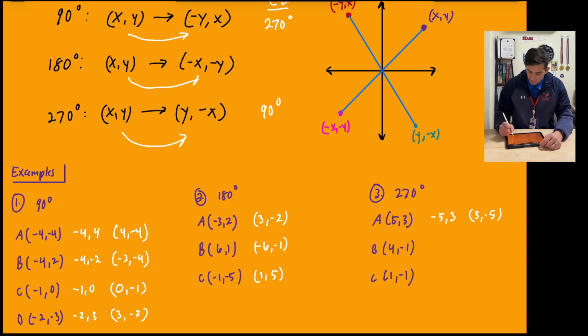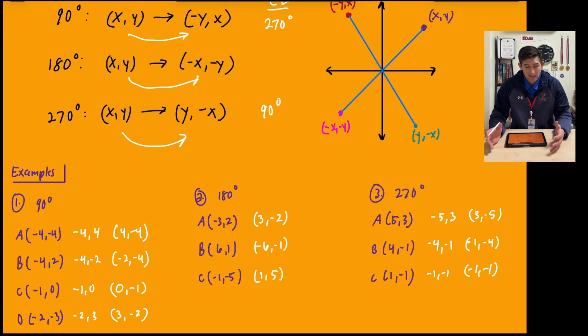All right, B is (4, -1). So let's write this as (-4, -1). And then we're going to switch those to become (-1, -4). And then our last one, C, this will be (-1, -1). And then we switch those, which stays (-1, -1). Okay? All right. So those are our examples there for each of the rotations that we might see, a 90, a 180, and a 270.